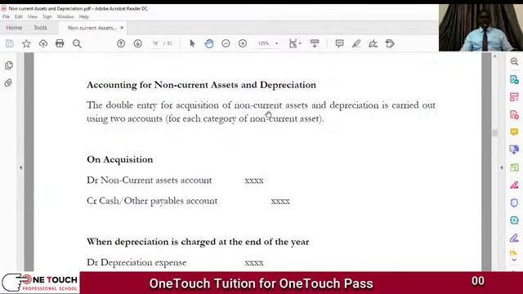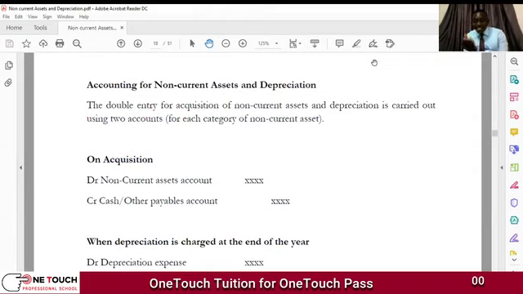Now to accounting for non-current assets and depreciation. How do we account for a non-current asset? When a non-current asset is acquired, how do we record it in the books of the entity? When at the end of the year depreciation is computed by the organization, how do they record it in the books of the entity? The double entry for acquisition of a non-current asset and for depreciation is carried out using two accounts for each category of non-current assets.